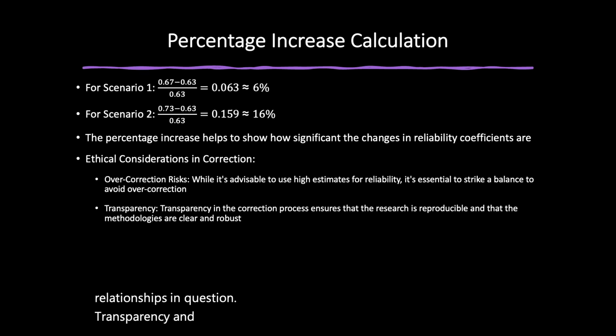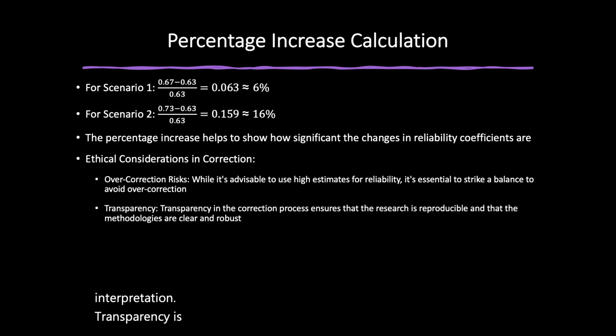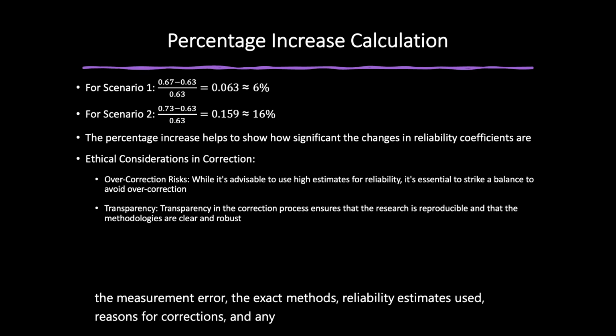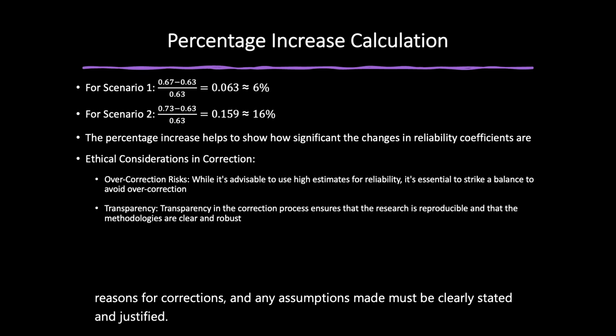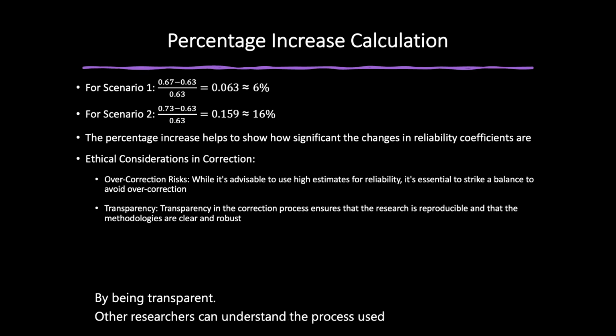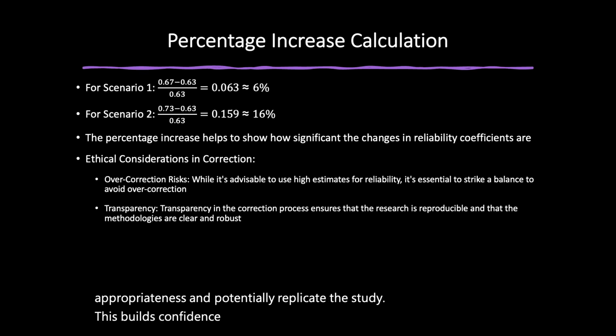Transparency in research refers to the clear and complete disclosure of all aspects of the research process, from data collection to analysis and interpretation. Transparency is particularly crucial when correcting for attenuation due to the measurement error. The exact methods, reliability estimates used, reasons for corrections, and any assumptions made must be clearly stated and justified. By being transparent, other researchers can understand the process used, evaluate its appropriateness, and potentially replicate the study. This builds confidence in the findings and fosters a more robust scientific community.